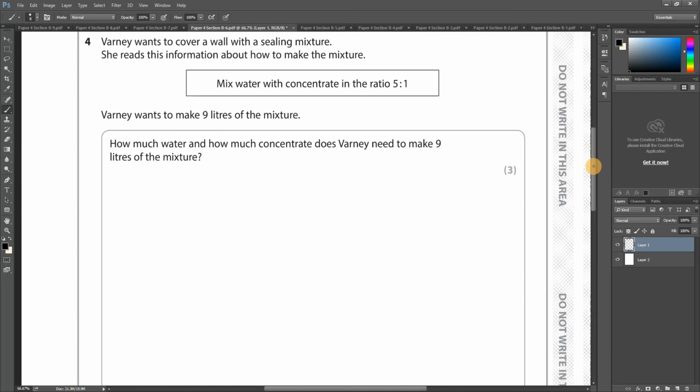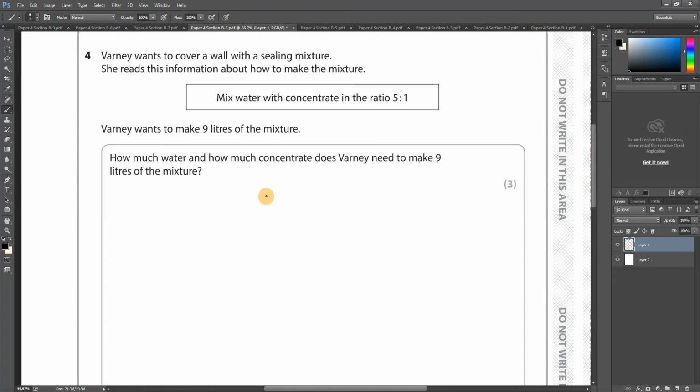Okay. So any ratio question, I always write the ratio down first. So let's do that. So I've got 5:1. The 5 represents the water and the 1 is concentrate, because it's the order that they tell you. So that's the water, that's the concentrate.